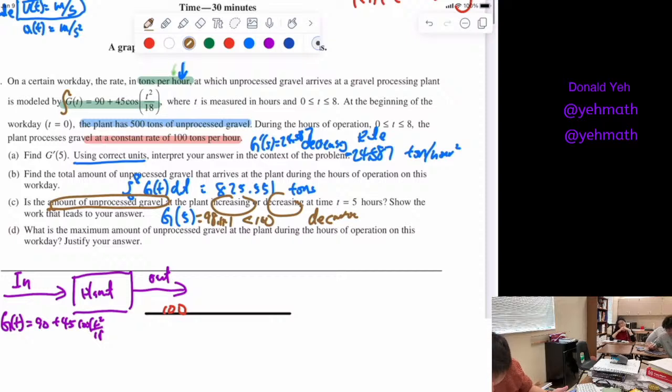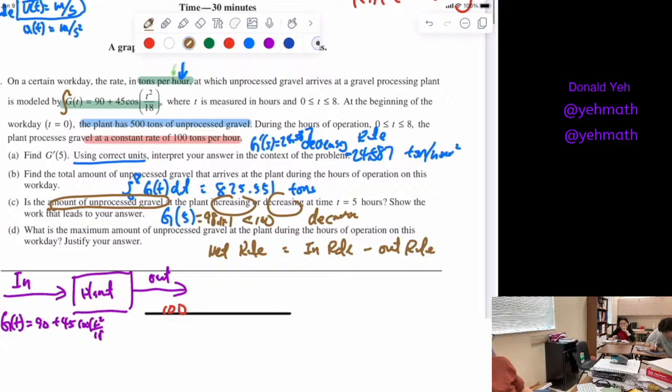Now, what is the maximum amount of processed gravel at the plant during the eight-hour operational workday? So here's the thing, maximum amount. You would have to find the absolute maximum of... you will know also that not only the g, also the out rate too. So this is what I call a net rate. The net rate is going to be the in rate minus the out rate, which is kind of what we did on the last one too, right? Yeah, but we just compared last time. This time we actually have to find the amount.